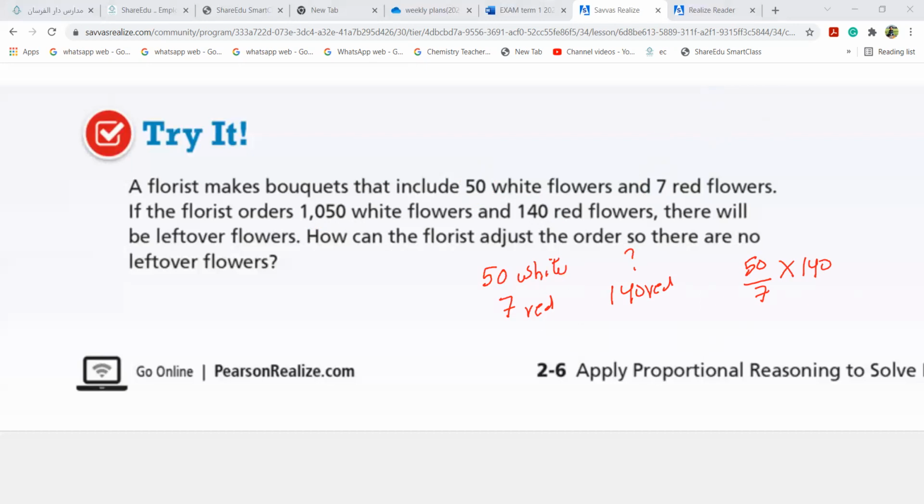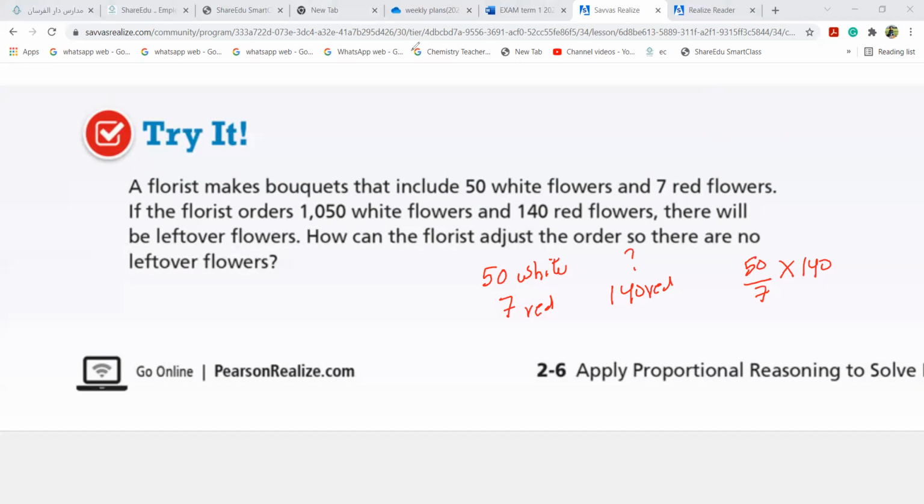Yes, when you divide 50 by 7 with the calculator, we will need only 1,000 white flowers, and you multiply it with 140. So I get 1,000. That means, what will I do? I cannot buy more, he already ordered.